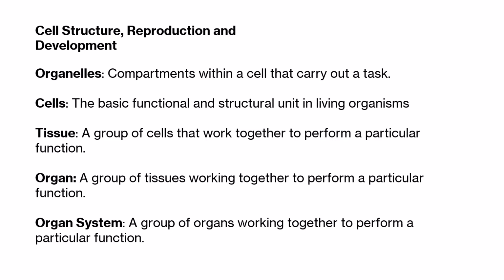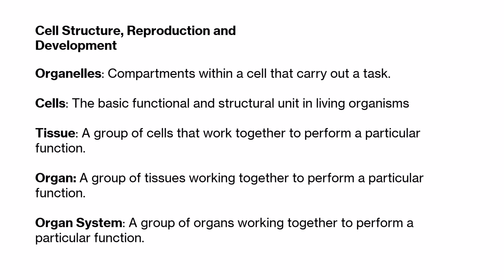Okay, so just a quick recap on cell structure, reproduction, and development. So first of all, we have organelles. Organelles are compartments within a cell that carry out a task. And then we have cells. So cells are the basic functional and structural unit in living organisms. Then we have tissue. Tissue is a group of cells that work together to perform a particular function, like muscle tissue. And then we have organ.